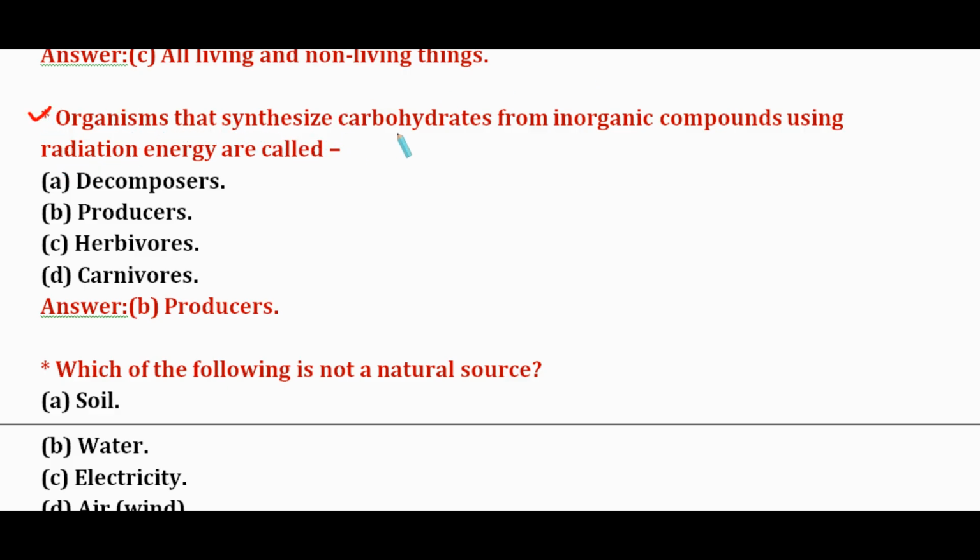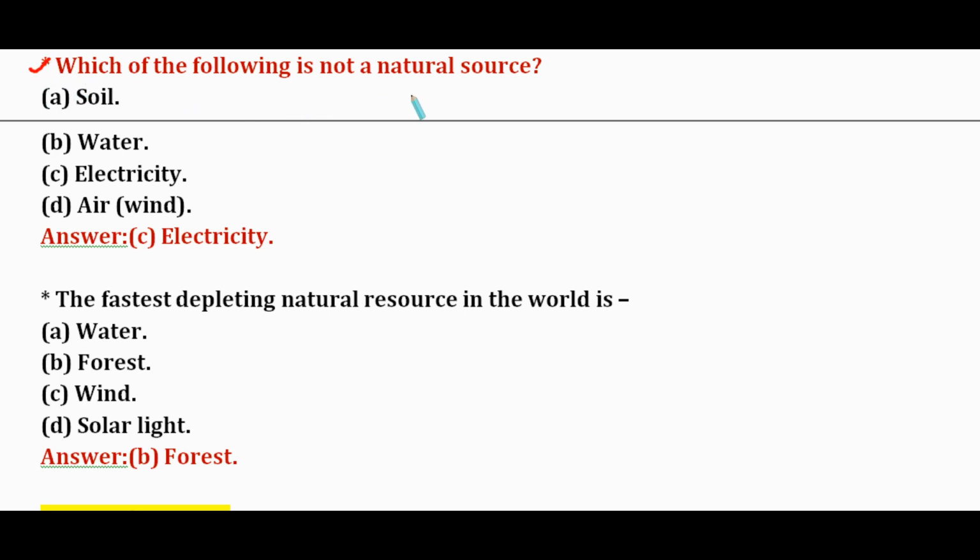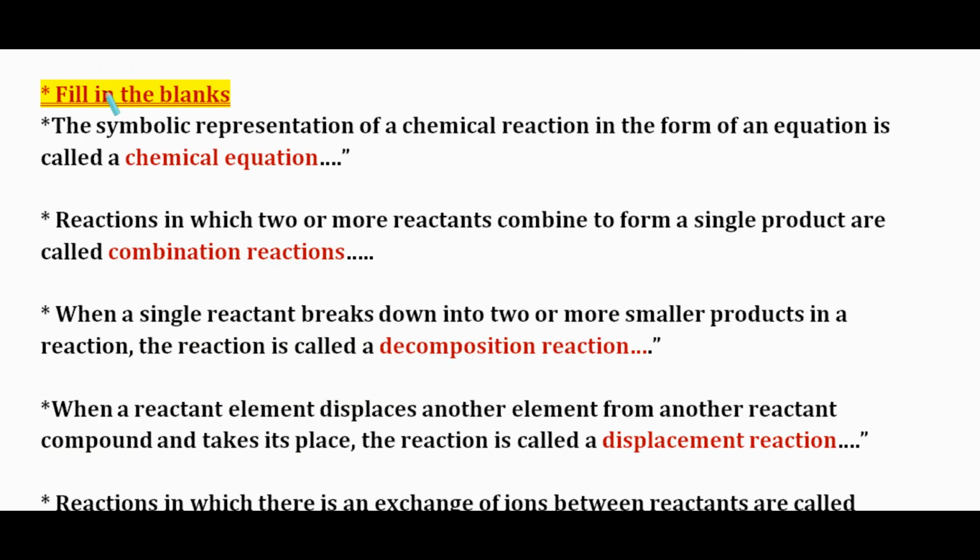The organisms that synthesize carbohydrates from inorganic compounds using radiation energy are called decomposers, producers, herbivores, carnivores. The correct answer is producers. Which of the following is not a natural resource? Soil, water, electricity, air, wind. The correct answer is electricity is not a natural resource. The fastest depleting natural resource in the world is water, forest, wind, solar light. The correct answer is forest.